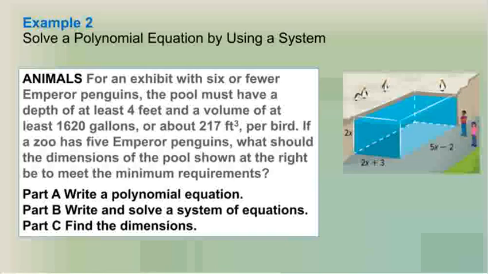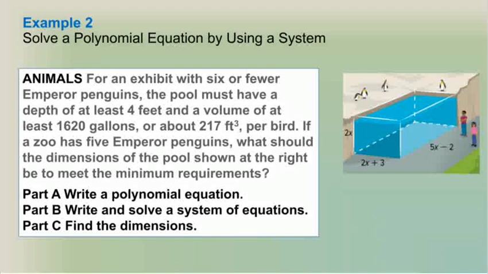Moving on to example 2. These are all word problems. It says, for an exhibit with 6 or fewer emperor penguins, the pool must have a depth of at least 4 feet and a volume of at least 1,620 gallons, or about 217 cubic feet per bird. If the zoo has 5 emperor penguins, what should the dimensions of the pool shown at the right be to meet the minimum requirements? There are 3 parts to this.